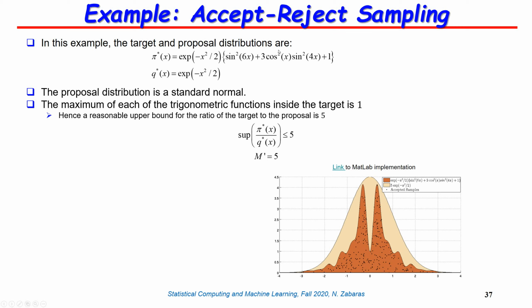If you look at pi star, this sine term is less than 1, this second term is less or equal to 3, and then this is less or equal to 1. So effectively pi star over Q star will give me this bracket, and the maximum value of that bracket is really 5. So my equation for Q dominating pi is given here with coefficient m star equal to 5, and I am plotting 5 times e to the minus x squared over 2.